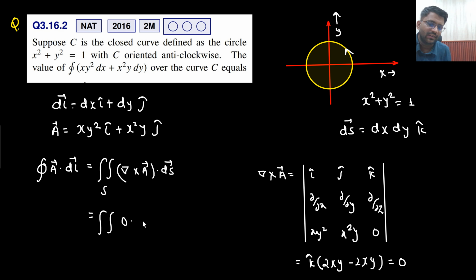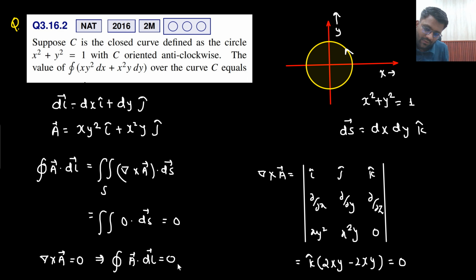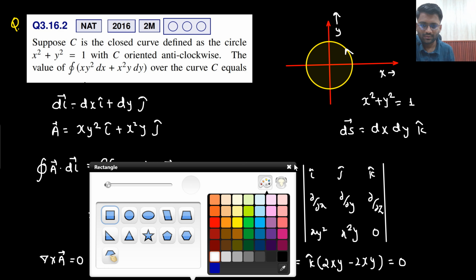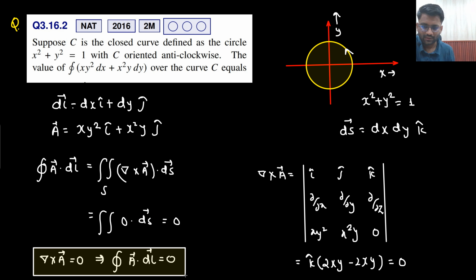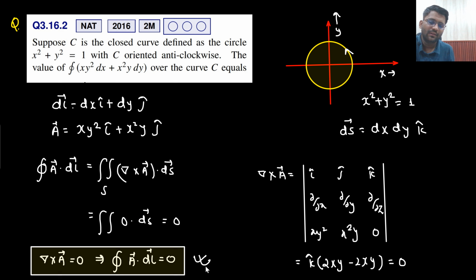Nothing, no ds, nothing is required now. So what is the answer? Answer is coming out to be 0. So in this question, what you have seen, that del cross A came out to be 0 and your closed line integral A dot dl will surely come out to be 0 only, because this is 0. This is what you have seen. Understandable? Okay, so what is the answer here? Answer is 0.